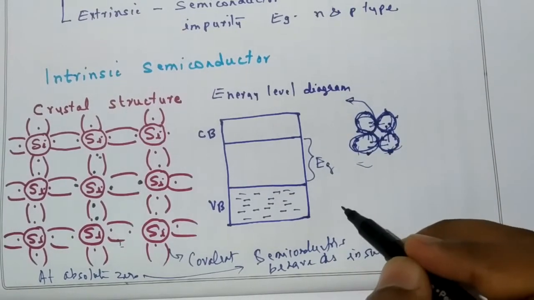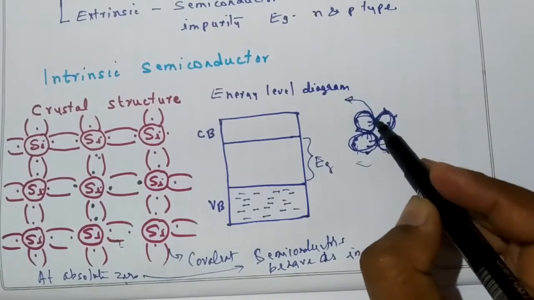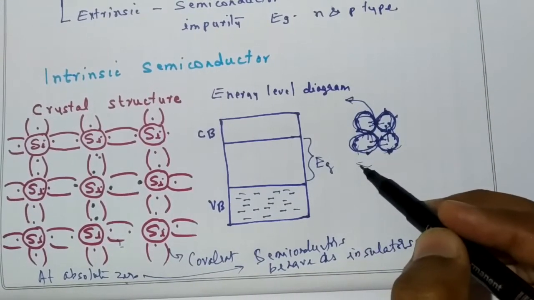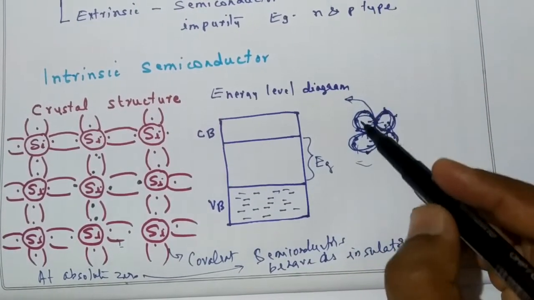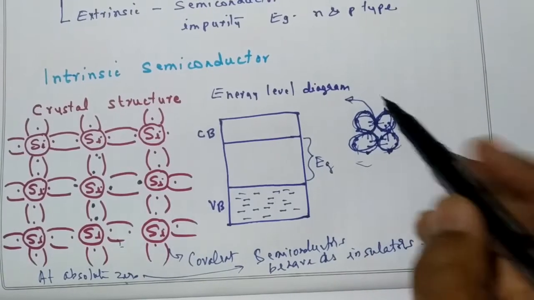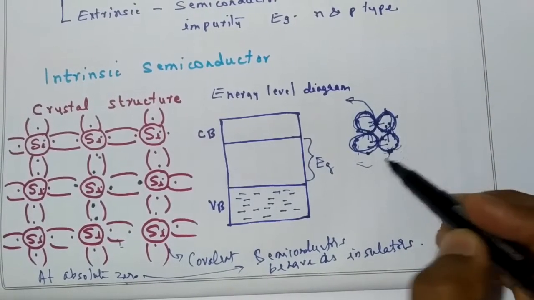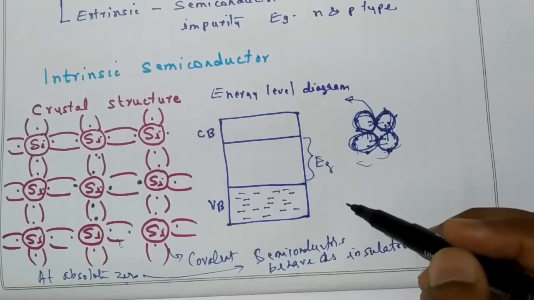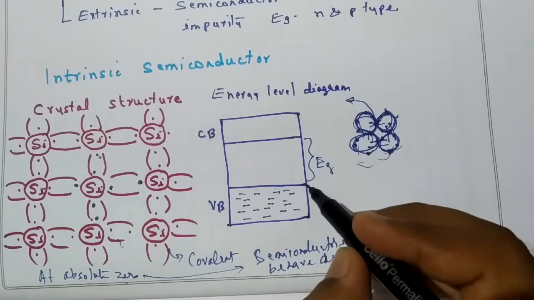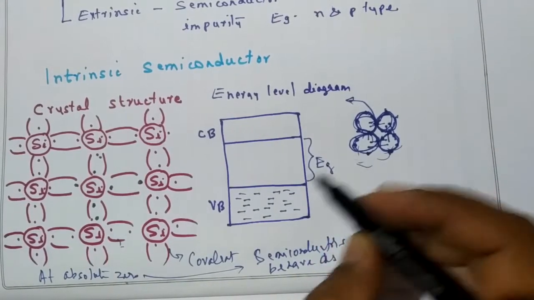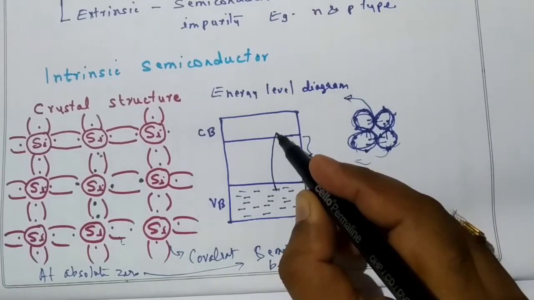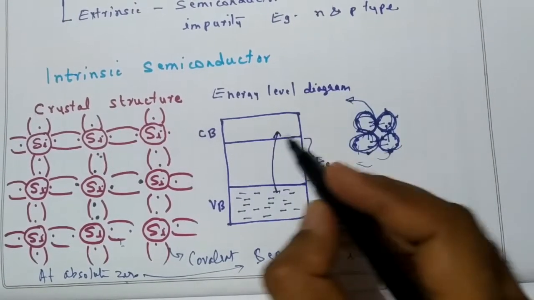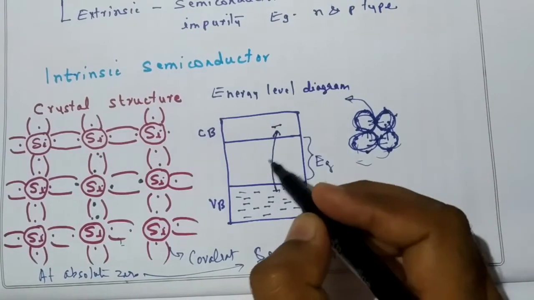Once they come out, they are not controlled by the nucleus, so they are free. What will happen is the energy of those electrons will be more compared to the energy of the remaining valence electrons, naturally. So when the valence electrons acquire energy, those electrons will go from the valence band to the conduction band.